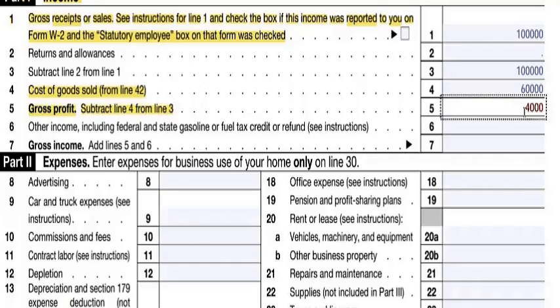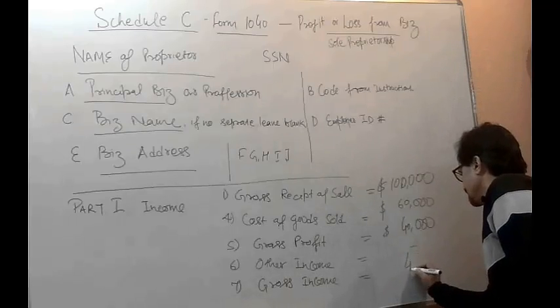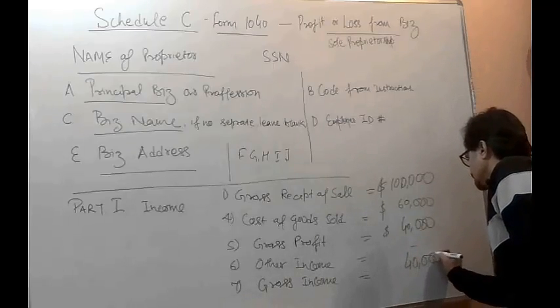Now the other income. What is other income? There could be some other income, like maybe someone has received some refunds from somewhere. That is again an income, so if there is any, it needs to be entered right here. And now what is the gross income? If there is any other income, it will be included with this gross profit. As of now, in this scenario, it will be only 40,000.